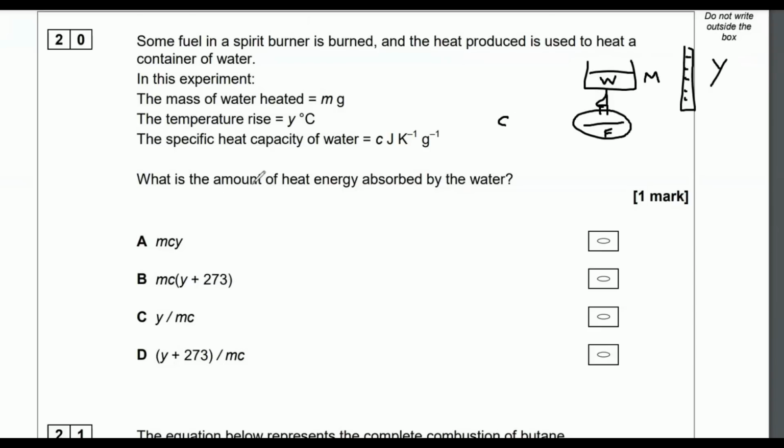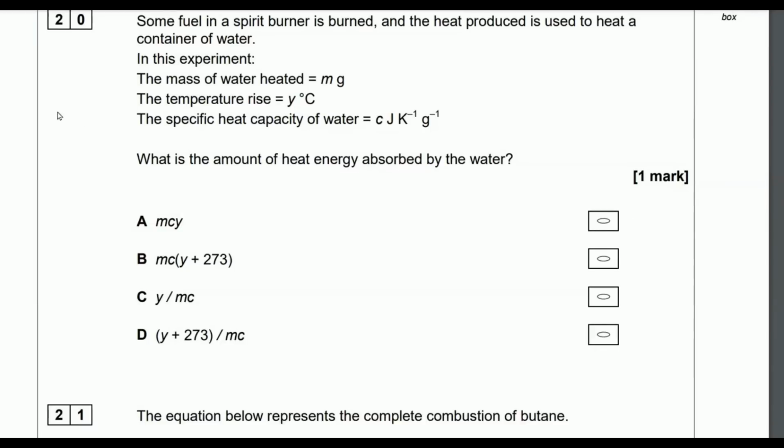So why don't you pause the video and see if you can work out the correct answer. So the heat energy is always Q in our equation, Q equals mCΔT. All they've done is swap delta T for Y. So we're just looking at m times C times Y, because they've just swapped the symbol that we normally use, delta T, the triangle and the T, for Y. So the first answer here is A. Nice and easy. Right, let's move to the next question.